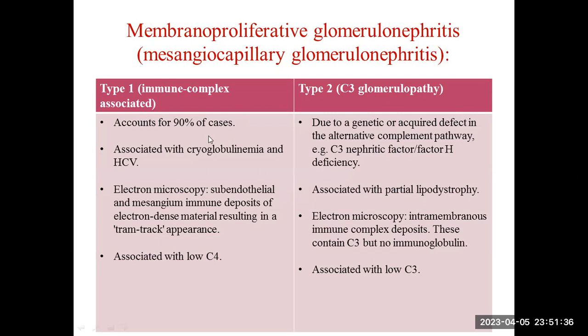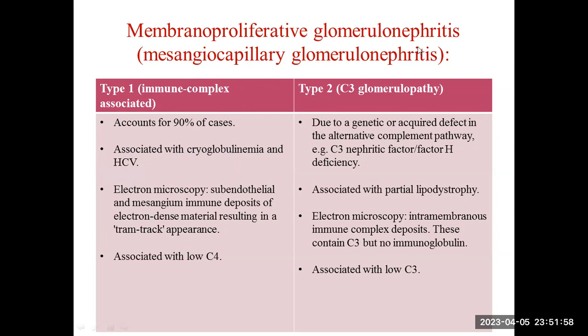Type 1 is the dominant type. It accounts for 90% of cases. And type 1 is classically associated with cryoglobulinemia and hepatitis C virus infection. So these are the secondary causes for this type of glomerulonephritis. And these are very important causes and a classical exam scenario.